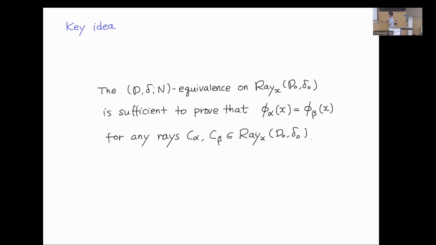Okay, so what is the key idea? As I told you, the n equivalence gives the well-definedness. This is a very technical proof, so you can just skip the proof. But anyway, this is the key idea.